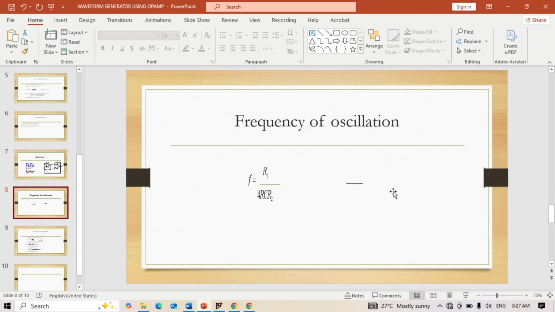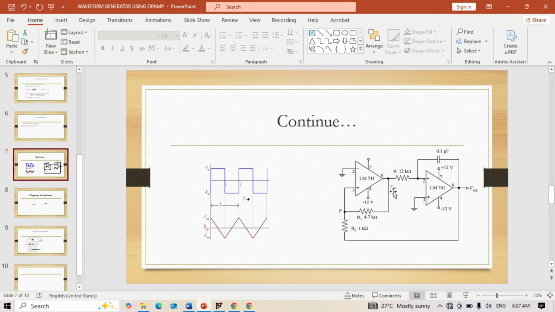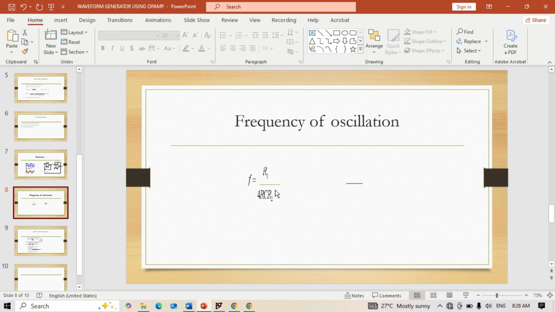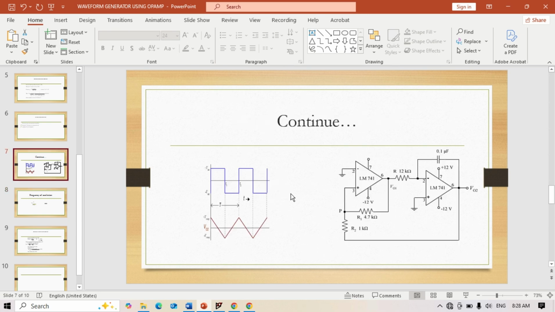Good. And the frequency of oscillation for this, either triangular or square wave, can be calculated like that. f equals R1 divided by 4 times R times C times R2.